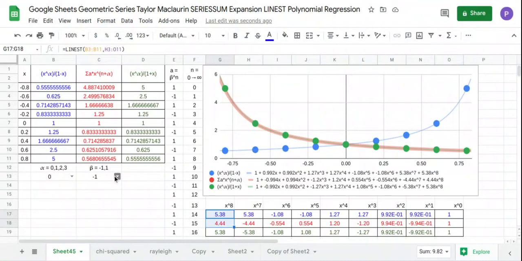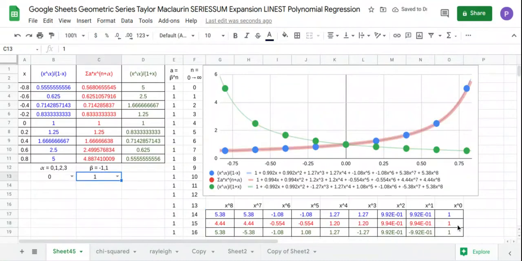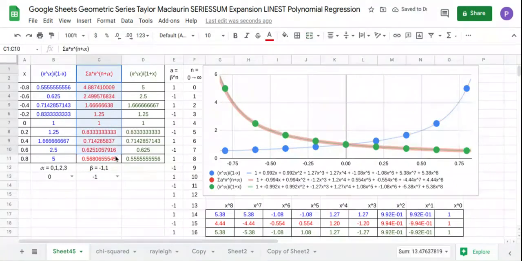You can toggle this to 1. The expansion approximates the x to the alpha over 1 minus x. The data sets here approximate this one. At beta of negative 1, this data set approximates this, x to the alpha over 1 plus x. Likewise, their polynomial regression coefficients also approximate each other.